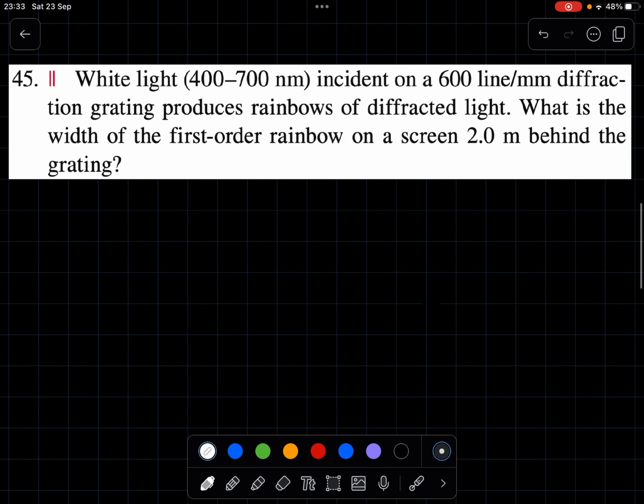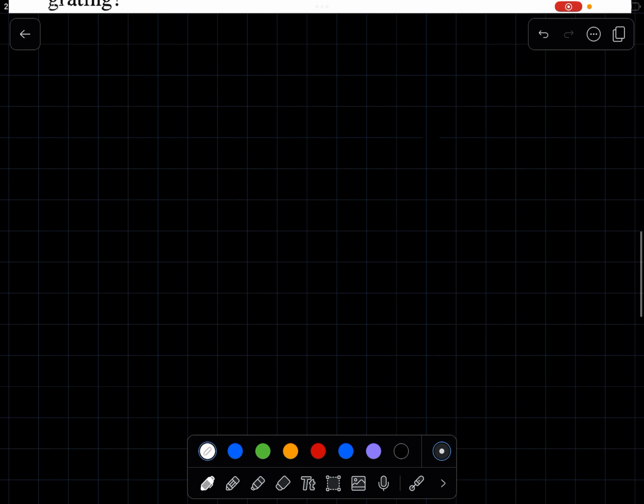from drawing the problem. Here we will have our diffraction grating. Let's say this is our diffraction grating, and 2 meters behind this diffraction grating we will have our screen. This is our screen. Our central maxima will be here. So we will have here white light.